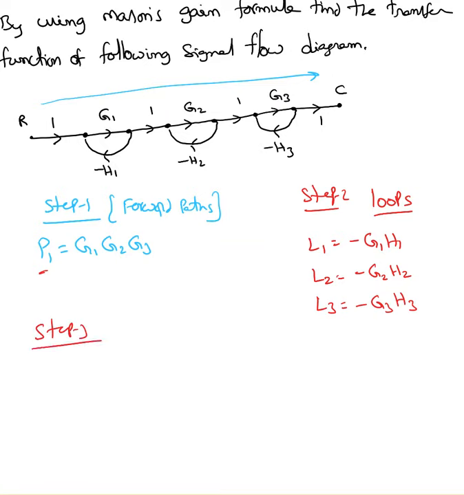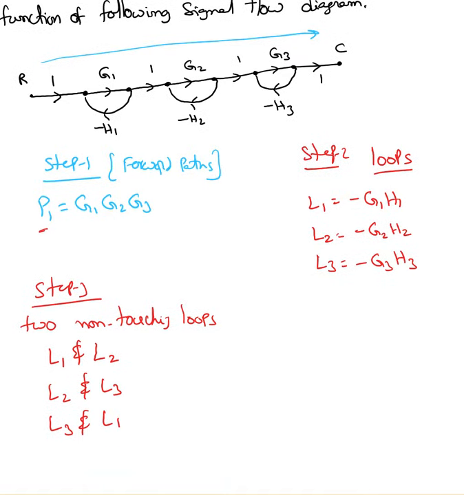Step 3, find all non-touching loops. First, 2 non-touching loops. I can see L1 and L2, they are not touching each other. L2 and L3, they are not touching each other. L3 and L1, they are not touching each other. Okay, so those are the 2 non-touching loops.